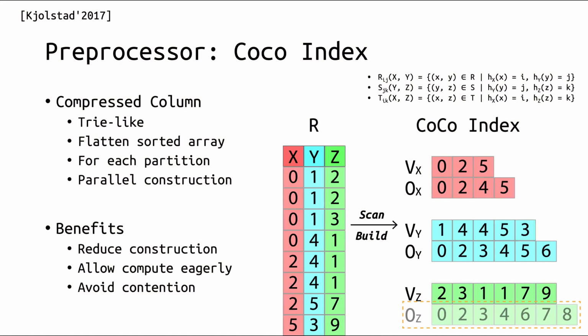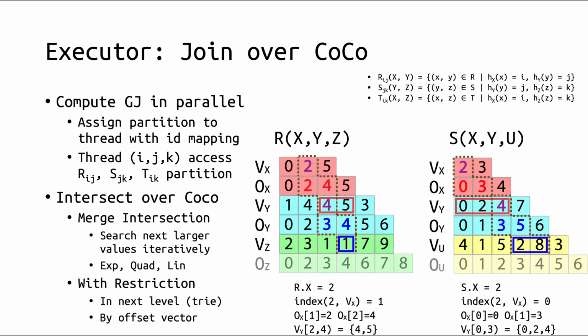By replacing the hash-based index with a sort-based one, we reduce the construction time significantly, and this allows us to compute it eagerly. Since it's built up front, we avoid the lock contention that happens with lazy hash tries in other systems. The executor runs a parallel version of generic join. Each thread gets a unique identifier IJK, accesses the partition of relations based on the identifier, and computes independently. No contention during the whole join procedure.